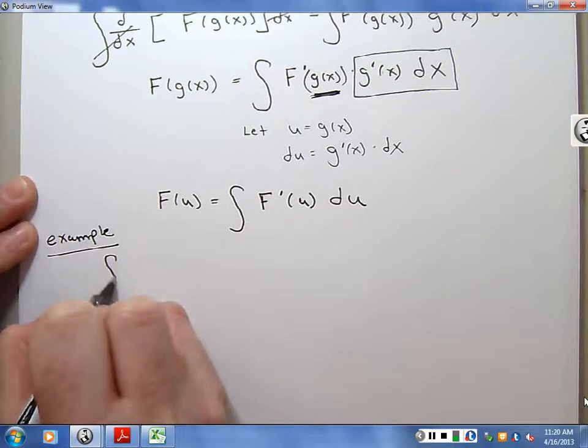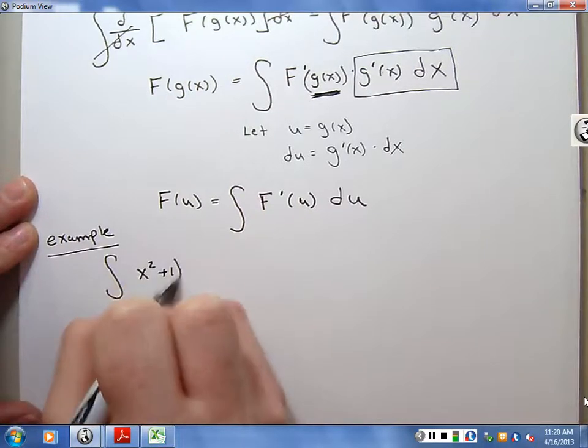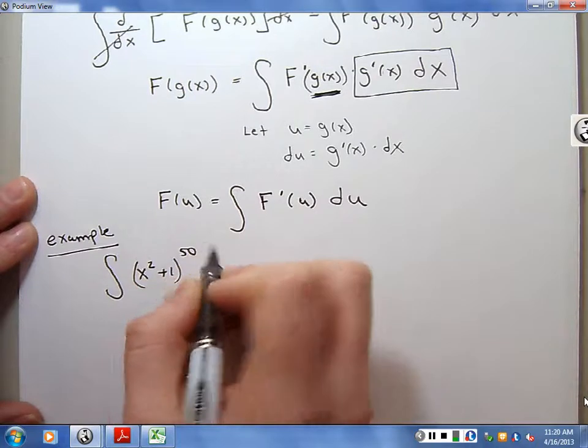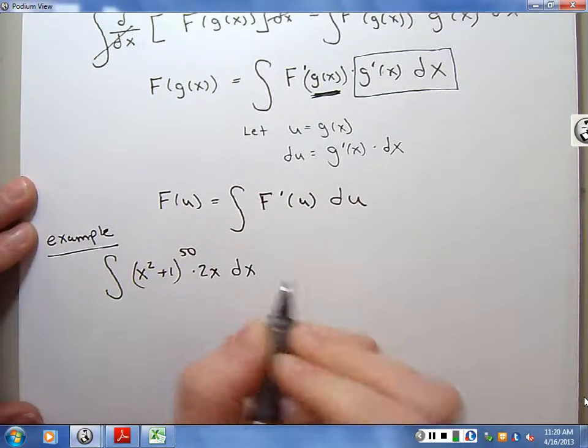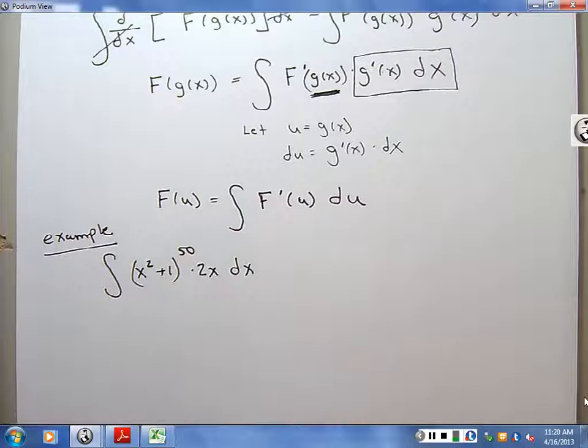If I wanted to integrate x squared plus 1 to the 50th power times 2x dx. For examples, we'll start out seeing exactly what u is and exactly what du is. But as we get going, we might need to manipulate the integral to find du, or to get it in exact form for what du is in terms of dx. Do you guys see the composition here? I have an inside function to the 50th power times the derivative of that inside function. So what would I want u to be? X squared plus 1.